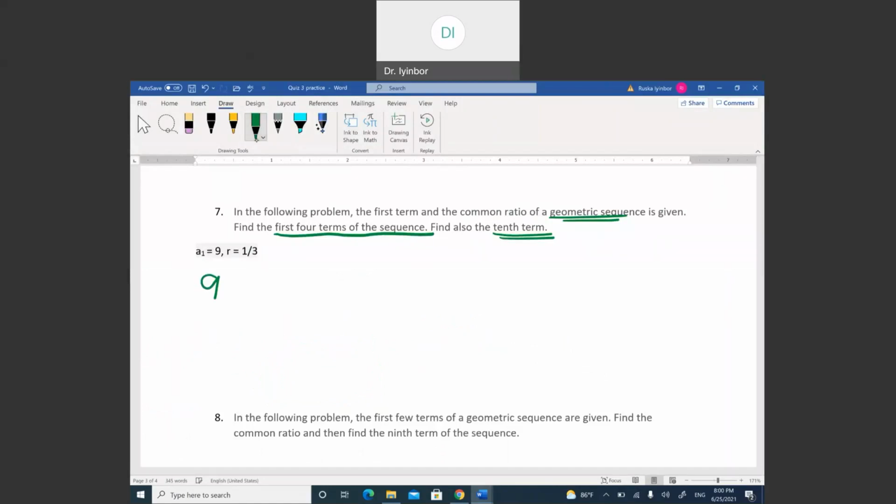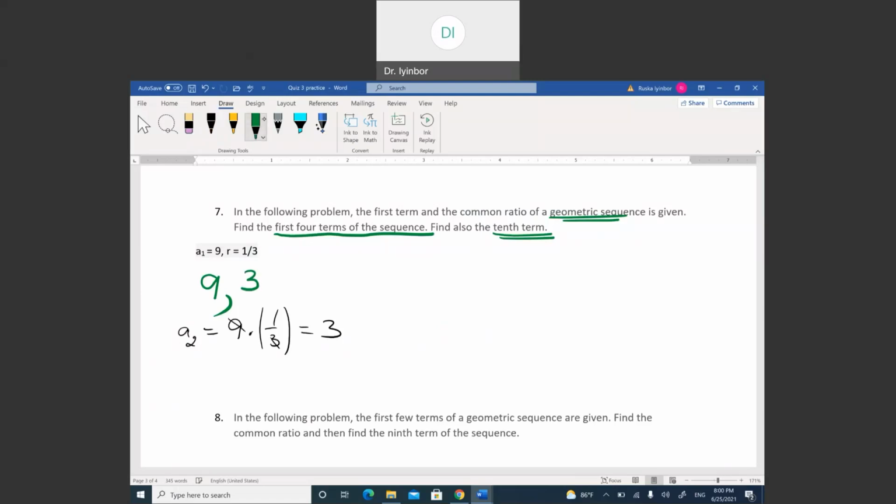Then the common ratio is 1/3. So that means I'm going to multiply by 1/3 each time to give me the next term. If the first one is 9, the second one is going to be when I multiply 9 times the common ratio, 1/3. I can reduce that. It's going to give me 3. So the second term is going to be 3.